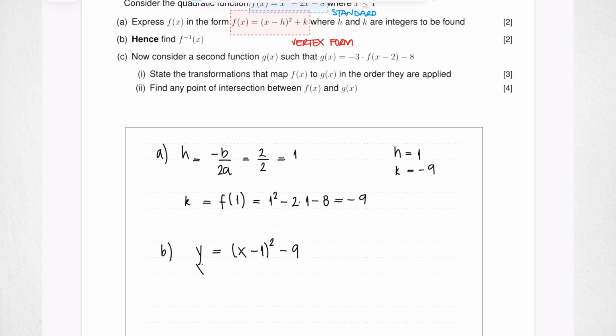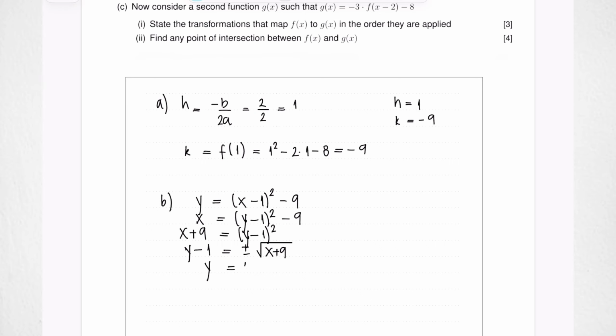Alright, so why is it that when we want to find the inverse of a quadratic, we need to use the vertex form? Well, if you start out with the vertex form of this quadratic, and knowing that by finding the inverse you need to replace the y by x and the x by y, in this case there's only one x that shows up, so it becomes easy to isolate y. So we have x plus 9 equals y minus 1 squared, which means that y minus 1 is positive and negative the root of x plus 9, so y is 1 plus or minus the root of x plus 9.